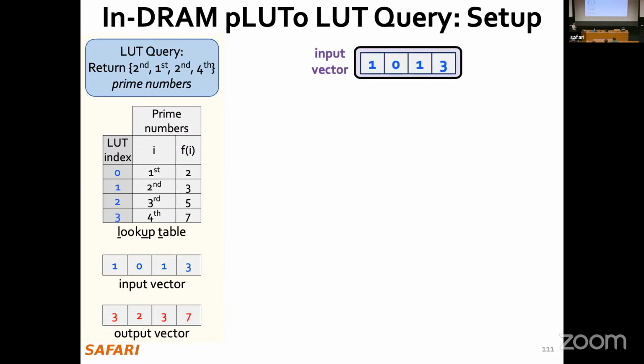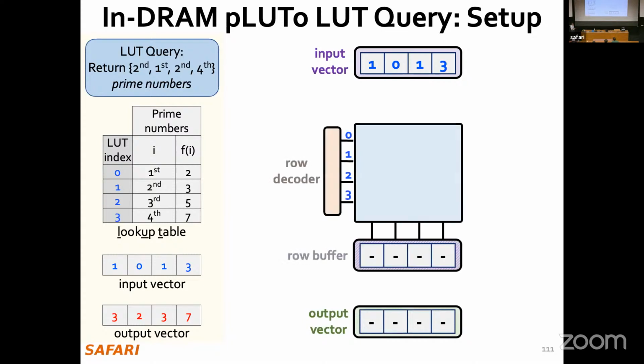And I have an input vector which represents this query here. So I want the first index, the second index, the second index, the first index, the second index, and the last index. It's a bit confusing because one is 1 plus 1, the other one is not. And then I'm going to use this as an input vector, stored in my sense amplifier. And I'm going to have the output vector, which should represent the order of the prime numbers that I want.